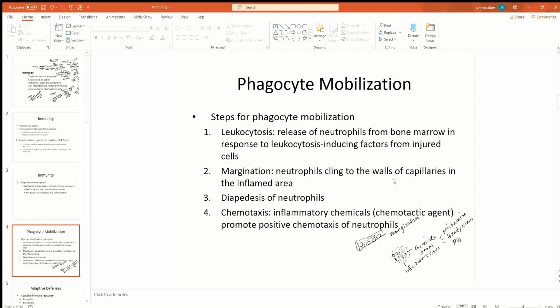Then in the wall of many blood vessels, especially in the venules and capillaries, you have pores or holes. So the white blood cell will squeeze out through the pore, tiny holes, and that process is called diapedesis.